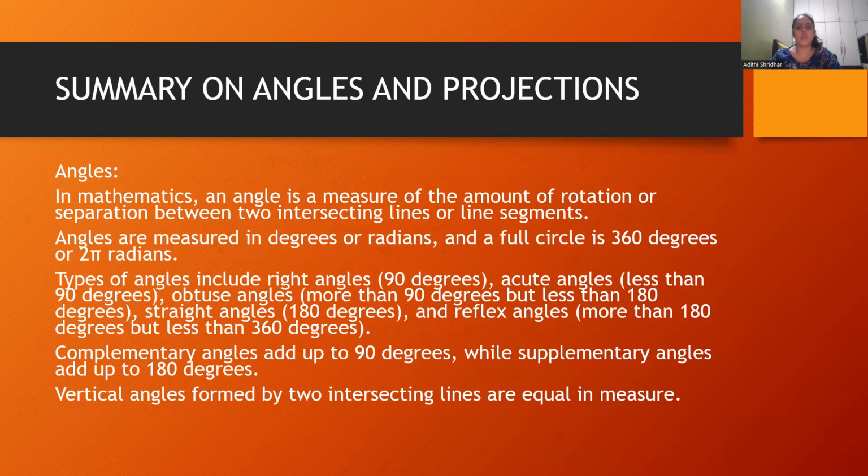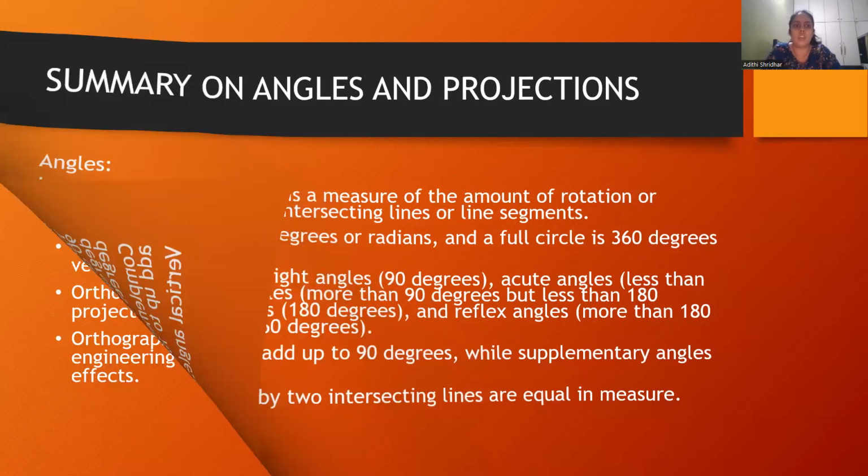straight angles, which are exactly 180 degrees, and reflex angle, which is more than 180 degrees but less than 360 degrees. Complementary angles add up to 90 degrees, while supplementary angles add up to 180 degrees. Vertical angles formed by two intersecting lines are equal in measure.